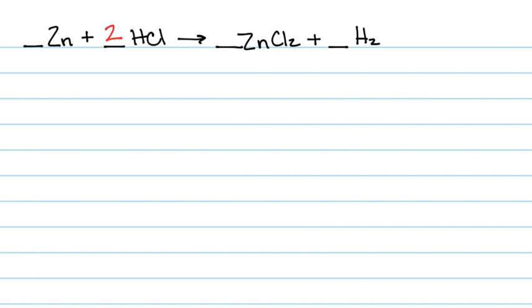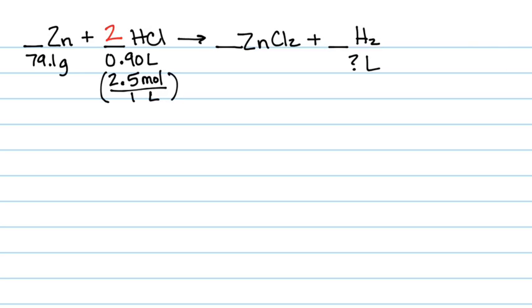I'm going to write down all of the given information. We have 79.1 grams of zinc, and we have 0.9 liters of hydrochloric acid, and the strength of that hydrochloric acid is 2.5 molar. Just like we did in the previous section, we're going to change that capital M to the units it really represents, which are moles per liter for molarity. And the other part of that, it wants to know how many liters of hydrogen at STP can you create.